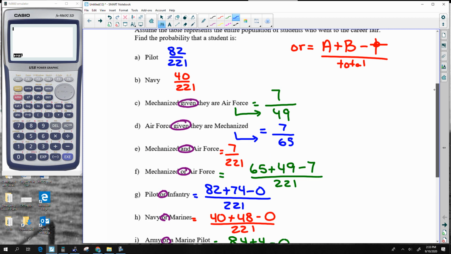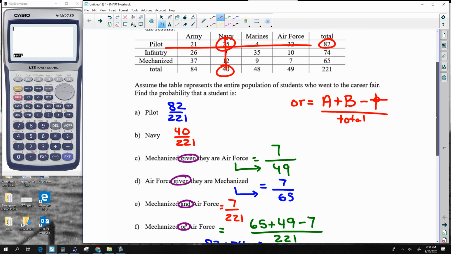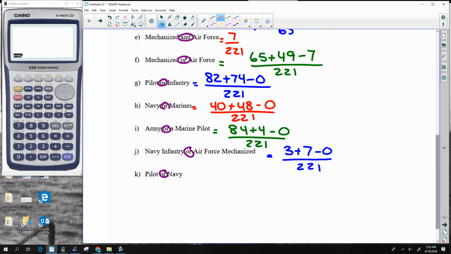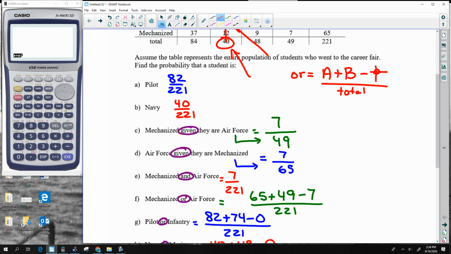Pilot or Navy. So again, or, you add them up. So pilots, 82. Navy, 40. Minus the 25 intersection. So it's A plus B minus and: 82 and 40 minus 25. And okay, so that is your assignment. Pretty easy.